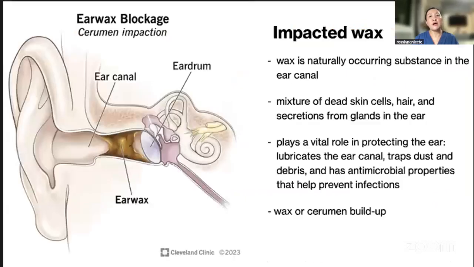Next up, we have the earwax or the impacted earwax. So wax or cerumen is a naturally occurring substance in our ear canal. It is a mixture of dead skin cells, hair, and secretions from the glands in the ear. It plays a vital role in protecting the ear by lubricating the canal, trapping the dust and the debris, and it has antimicrobial properties that help prevent infection. If the wax or cerumen builds up, then this will cause impaction.